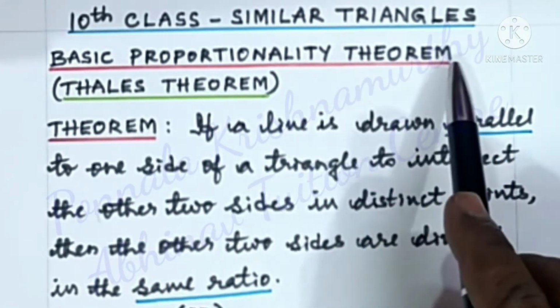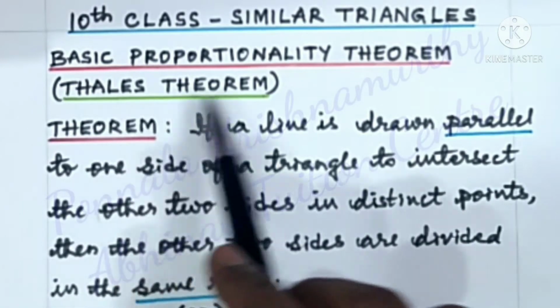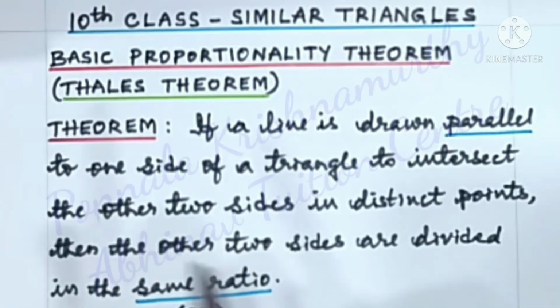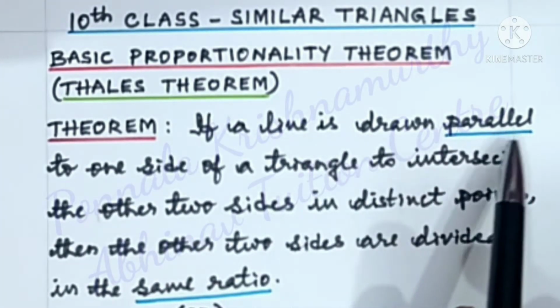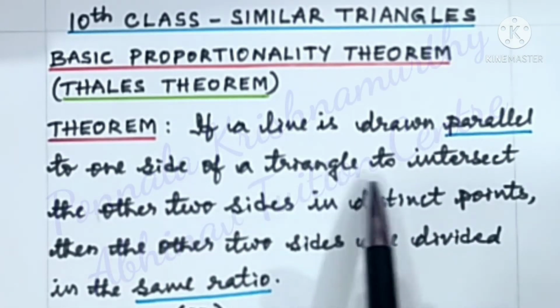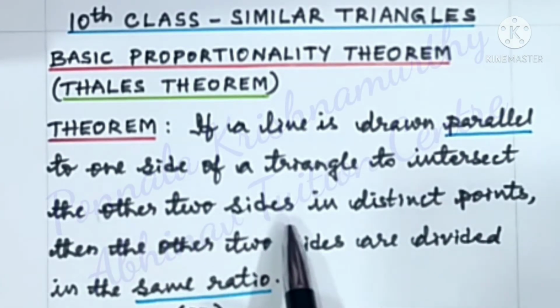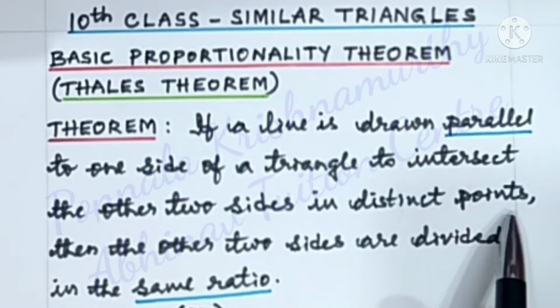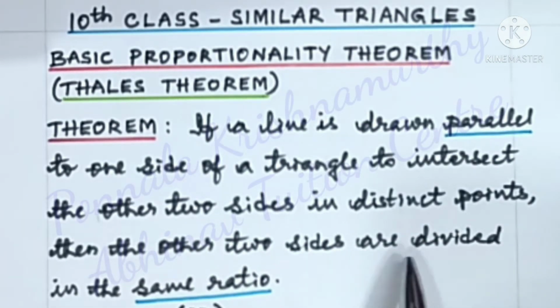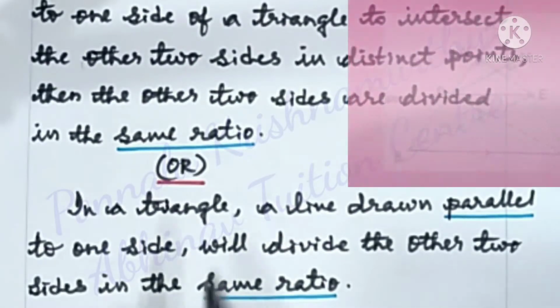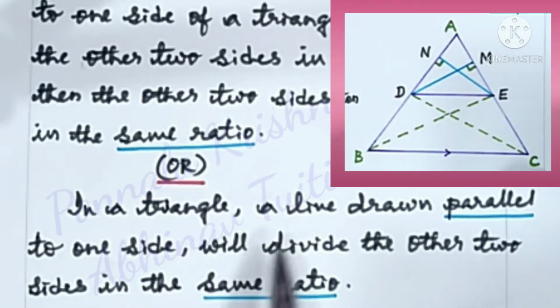Basic Proportionality Theorem. This is also known as Thales Theorem. Theorem: If a line is drawn parallel to one side of a triangle to intersect the other two sides in distinct points, then the other two sides are divided in the same ratio. Or, in a triangle, a line drawn parallel to one side will divide the other two sides in the same ratio.